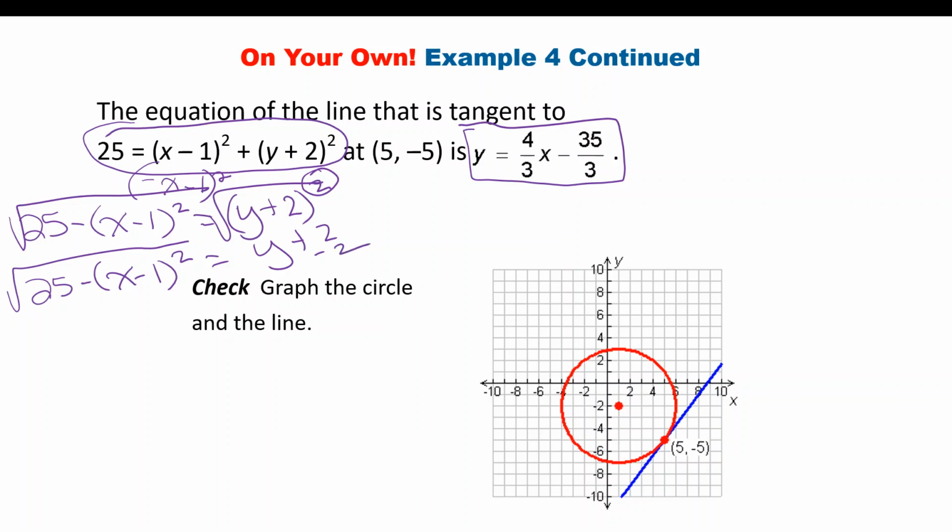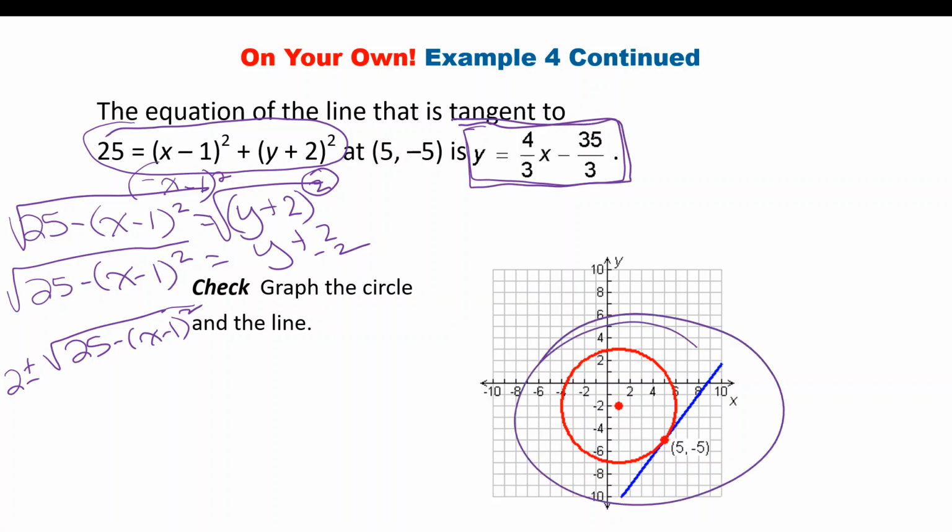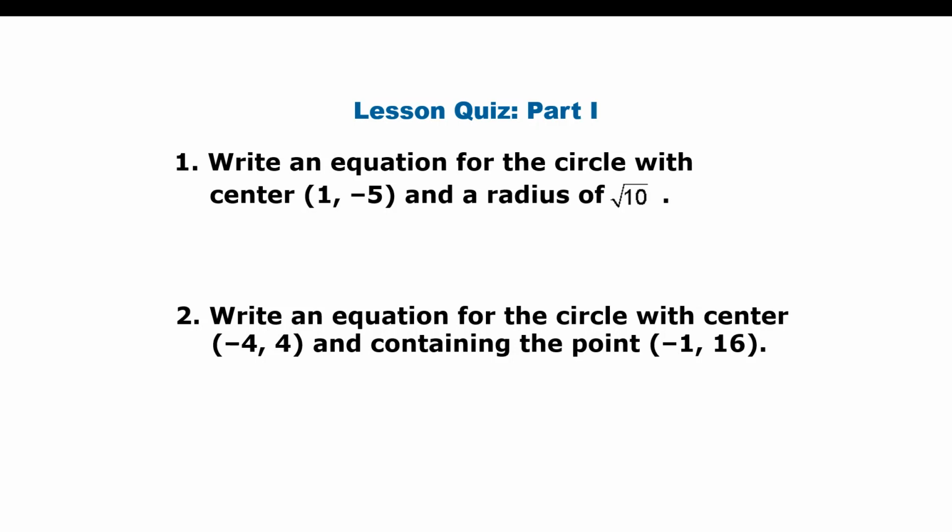Subtract 2 from both sides. And so then we have negative 2 plus or minus the square root of 25 minus x minus 1 squared. So you have to grab both pieces. And you'll have to graph both of those to get your complete circle, and then you can graph your line, and you should get something that looks like this. All right, so that is the end of the lesson.